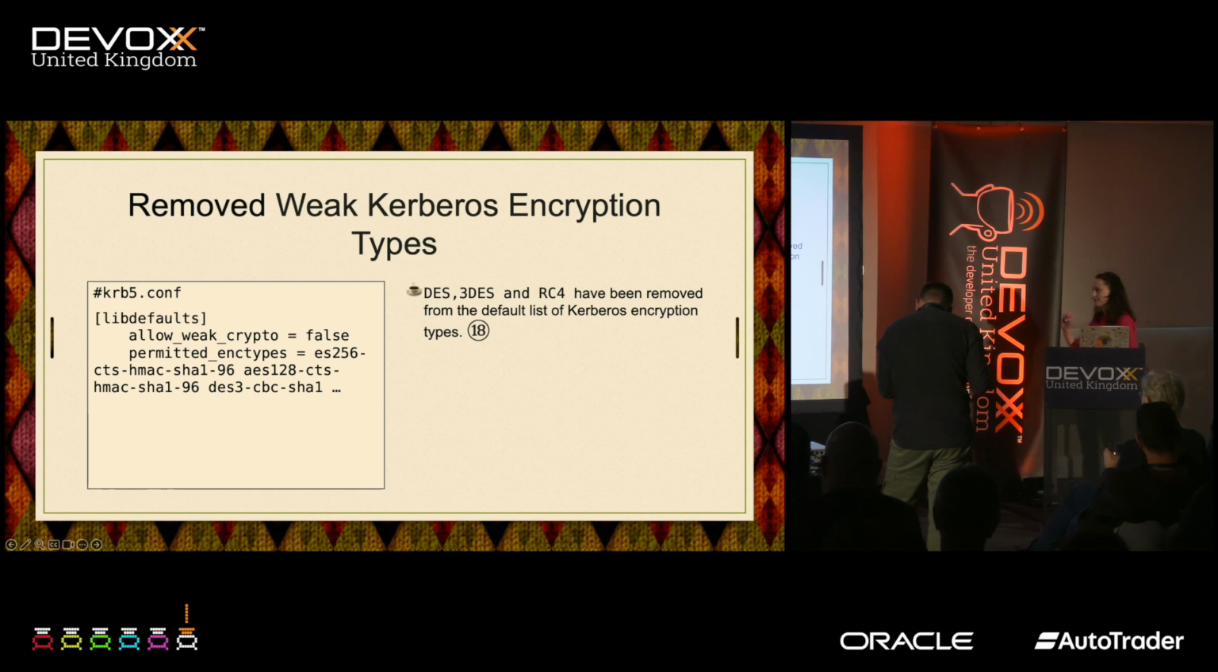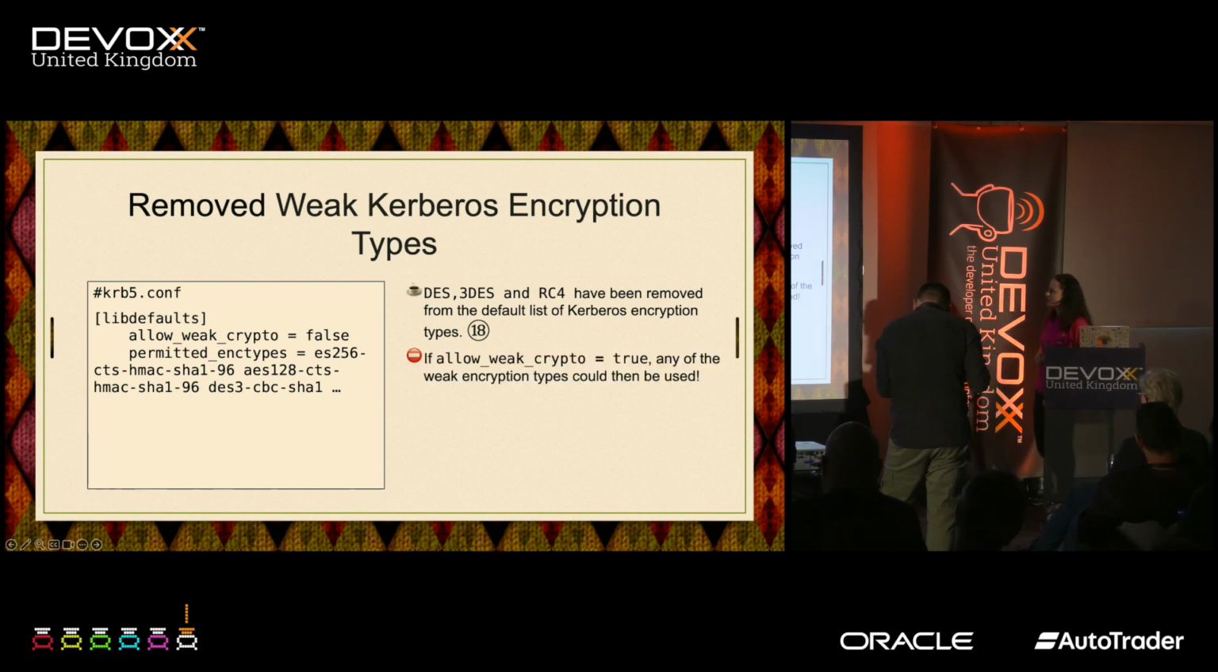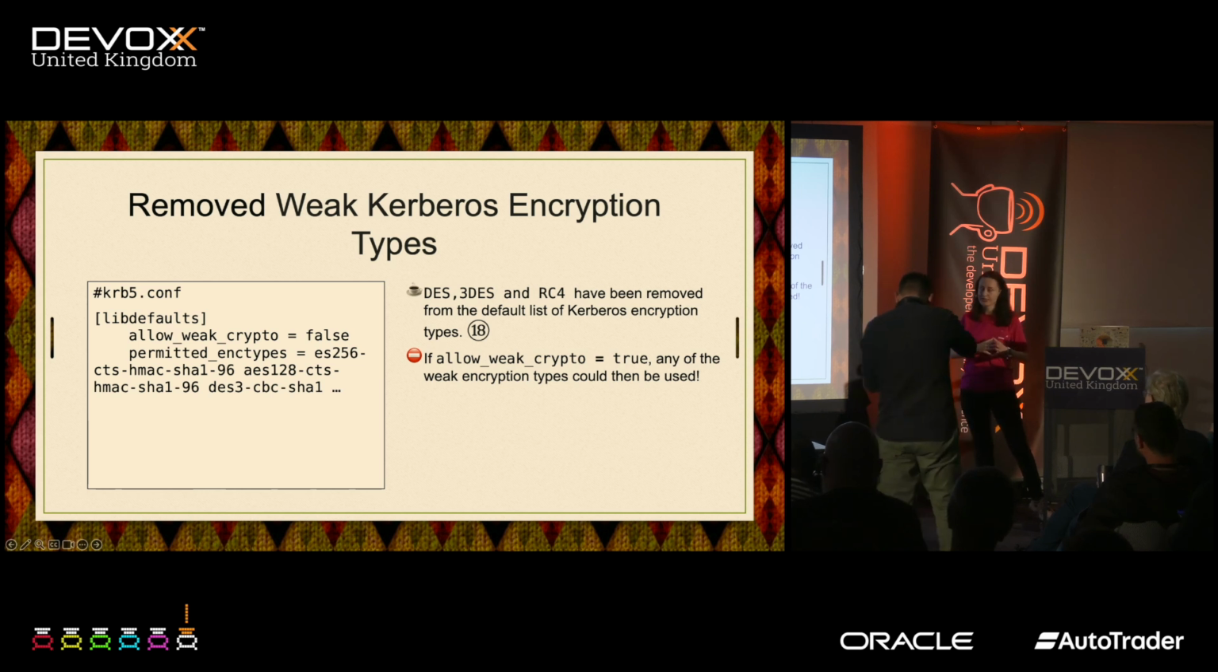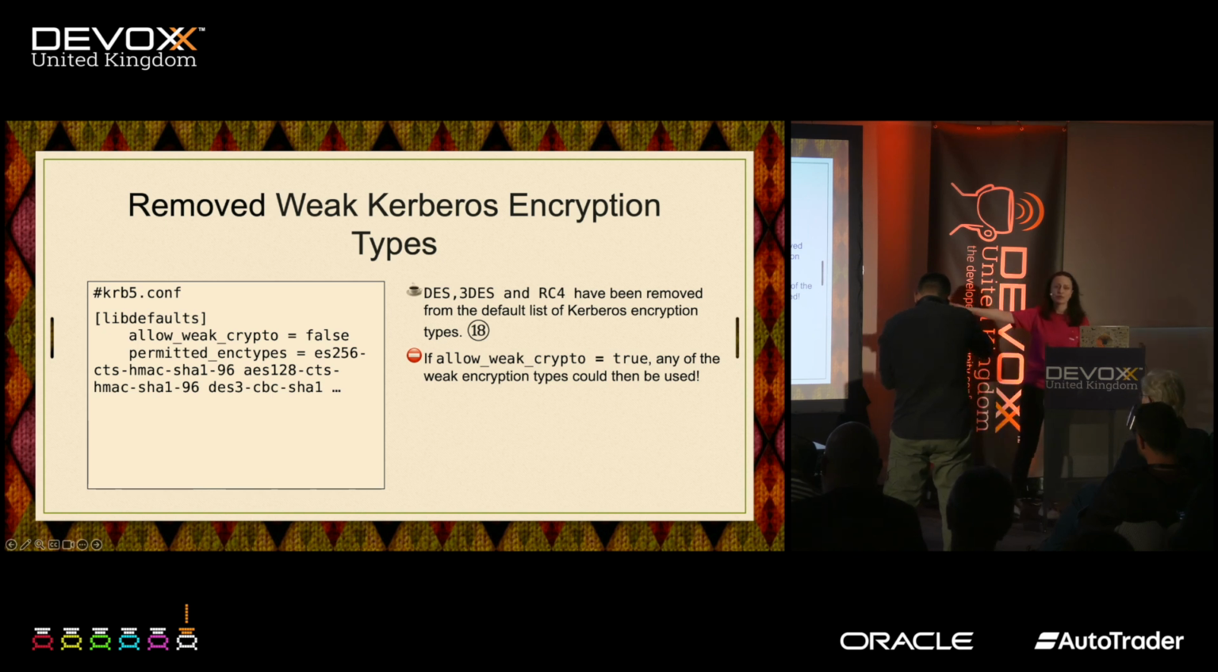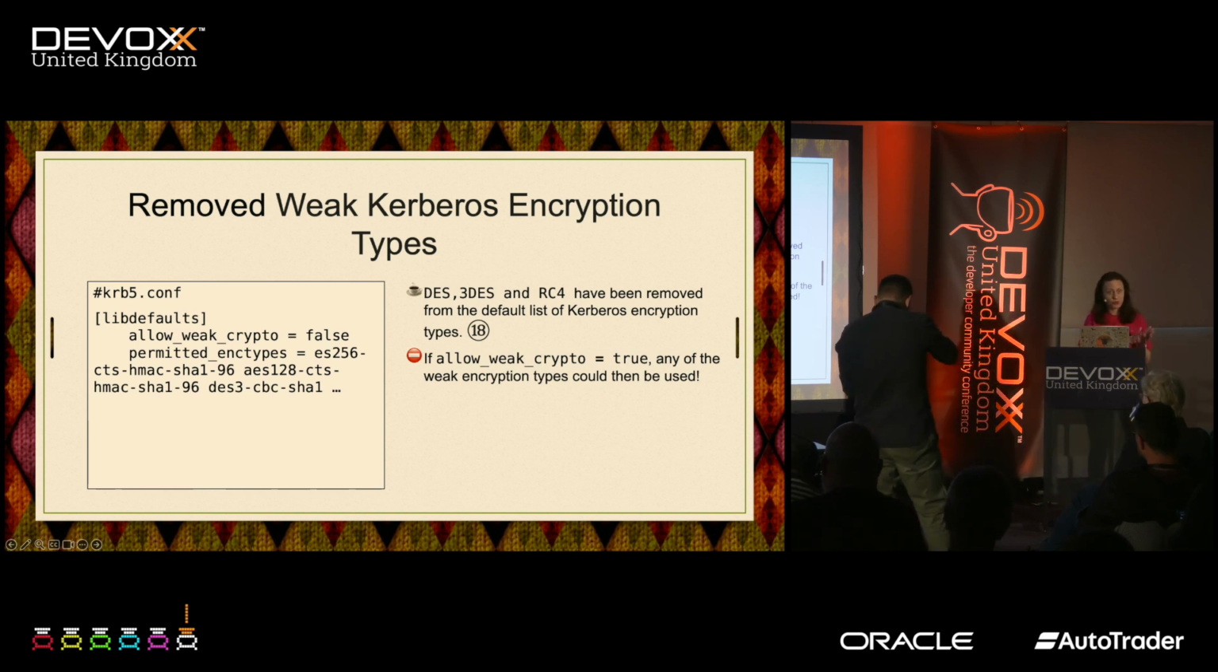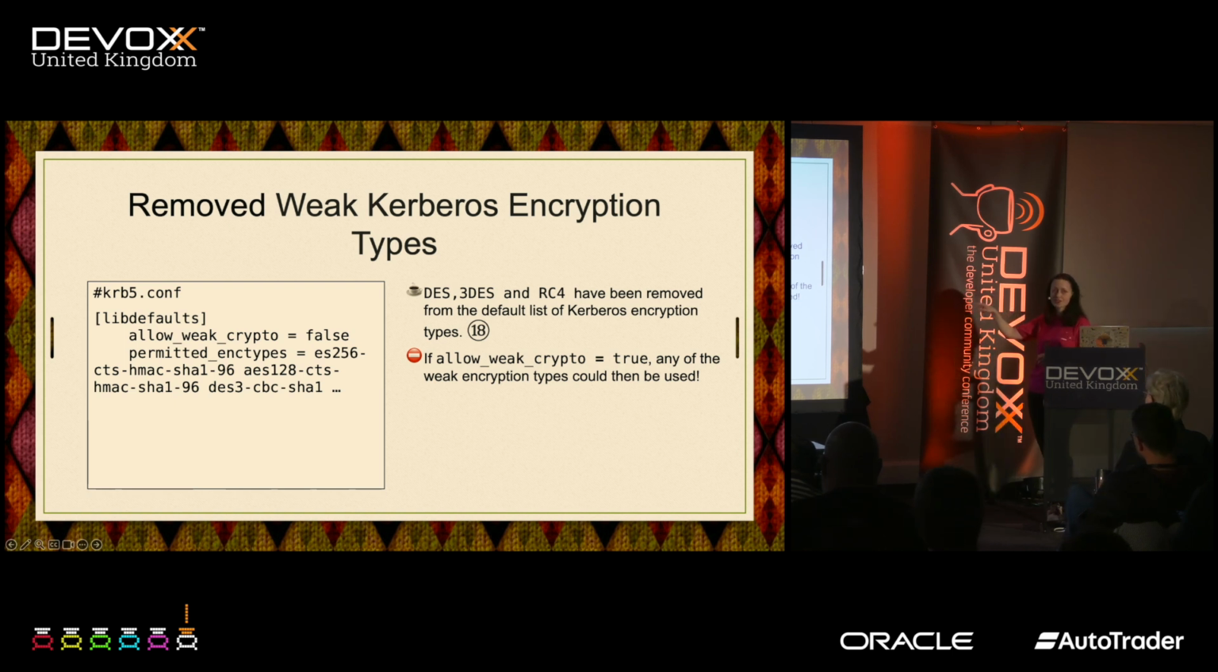So the best way to do it was actually to enable weak algorithms selectively if your configuration really needs it, by keeping allow weak crypto set to false and specifying which permitted encryption types are allowed even if they're weak. So that's what you can do if you really need to use those weak encryption types, because if you set allow weak crypto to true, that's going to allow all the bad encryption types to be used in your application. So that's one good thing that came with this change.